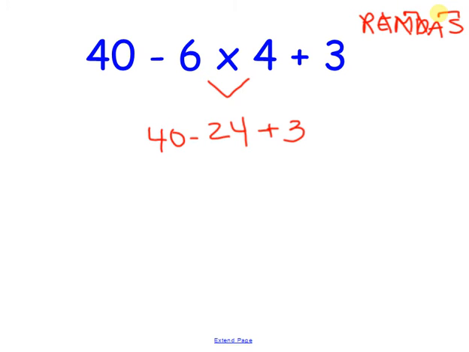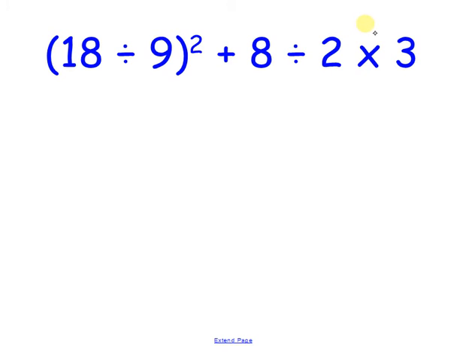Now addition and subtraction. Remember, addition and subtraction is also done from left to right. So I have addition over here, but I have subtraction over here, and I need to start on the left. 40 minus 24 is 16. Rewrite the rest of the problem. I still have addition and subtraction here. I have addition. 16 plus 3 is going to be 19. And that's my answer.